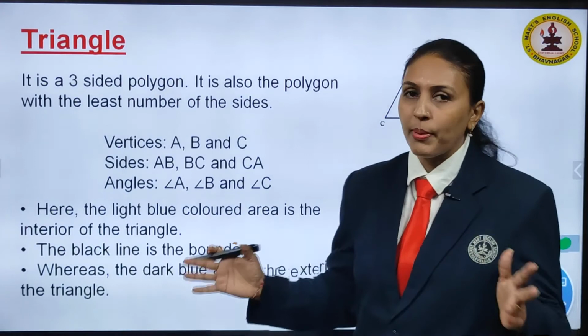Now, move to the next, arc. It is a portion of the boundary of the circle. You can see here this portion, this is called one arc, because the circle is made up of arcs only, children. You can see the circular region here, this is called an arc. It is a portion of the boundary of the circle.